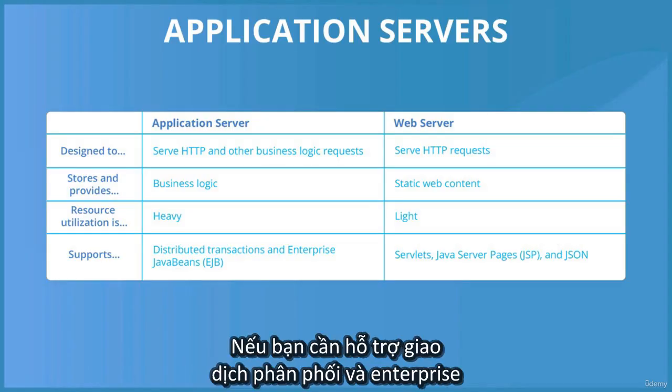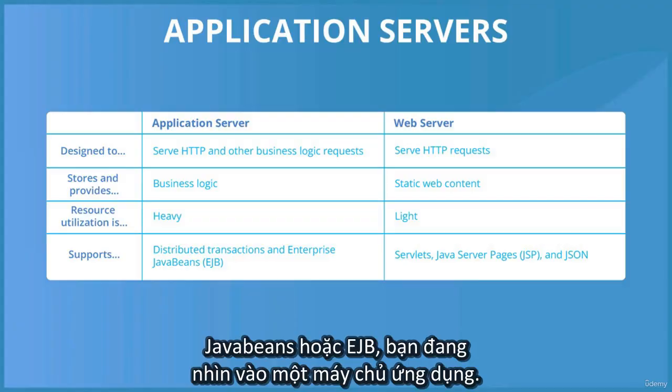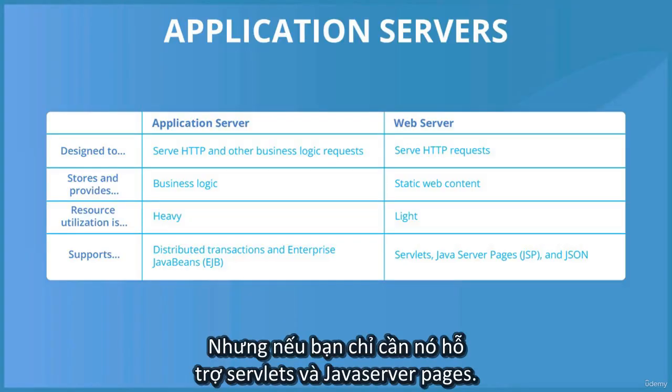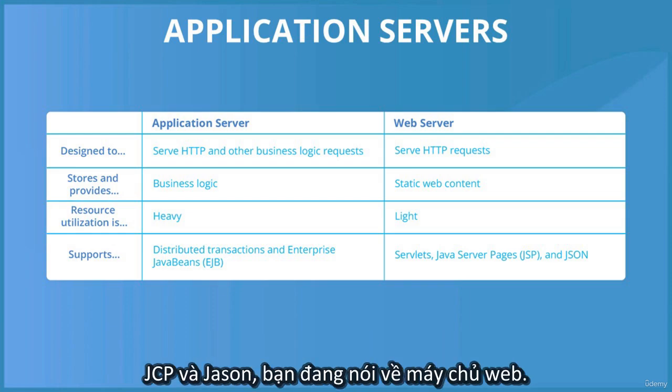If you need to support distributed transactions and enterprise Java Beans, or EJB, you're looking at an application server. But if you only need to support servlets and Java Server Pages, JSP, and JSON, you're talking web server.